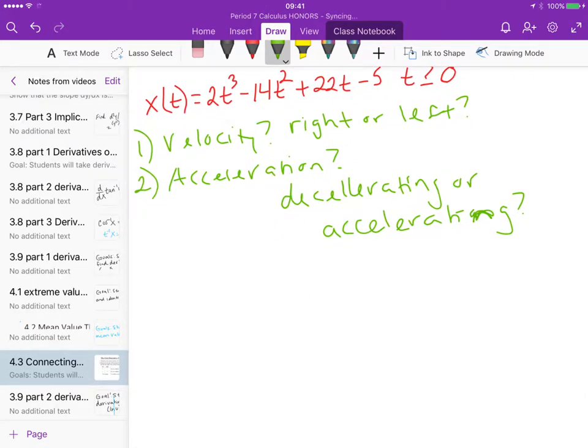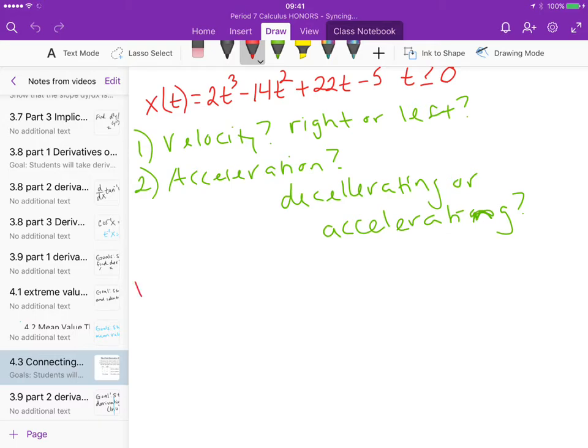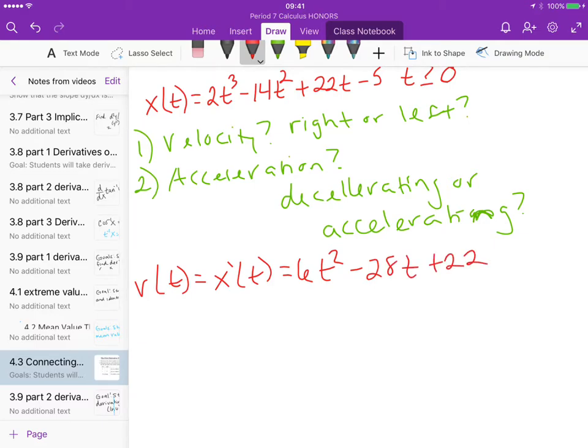We know we need to find v of t. Well, v of t is going to be x prime of t. So v of t is equal to x prime of t. In this case, we get 6t squared minus 28t plus 22. And I'm going to factor this because we need to know those critical points where the derivative is going to be zero, so we can determine when it's increasing or decreasing using that first derivative test.